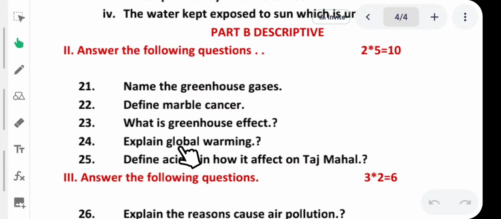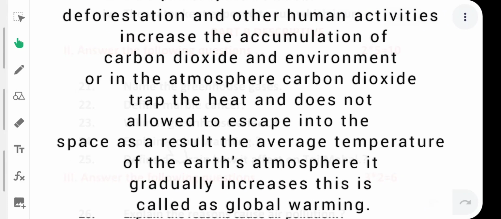Next one, explain global warming. Deforestation and other human activities increase the accumulation of carbon dioxide in the atmosphere. Carbon dioxide traps the heat and does not allow it to escape into space. As a result, the average temperature of the earth's atmosphere gradually increases. This is called global warming.